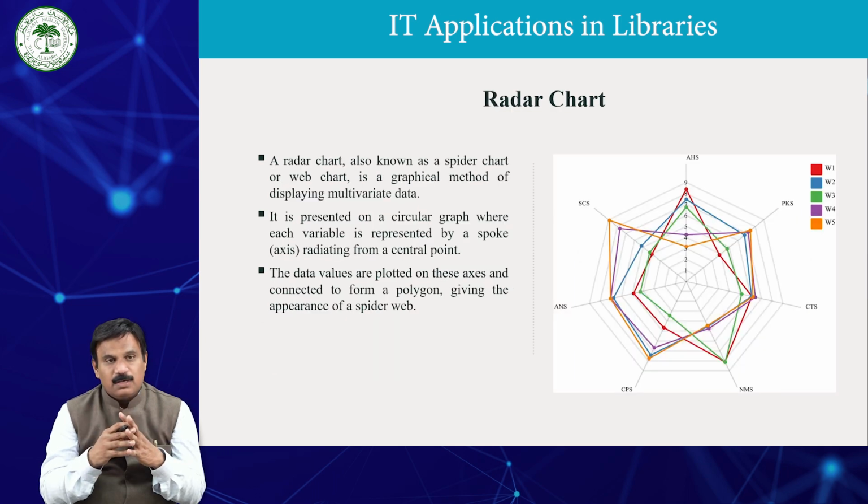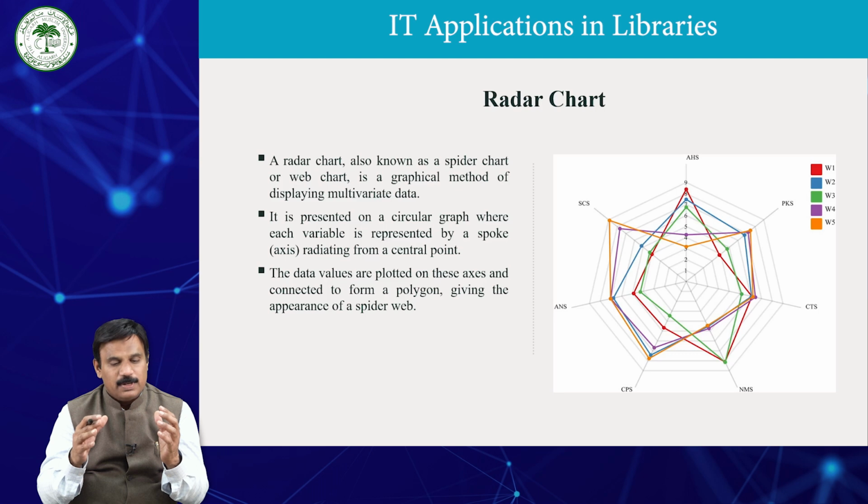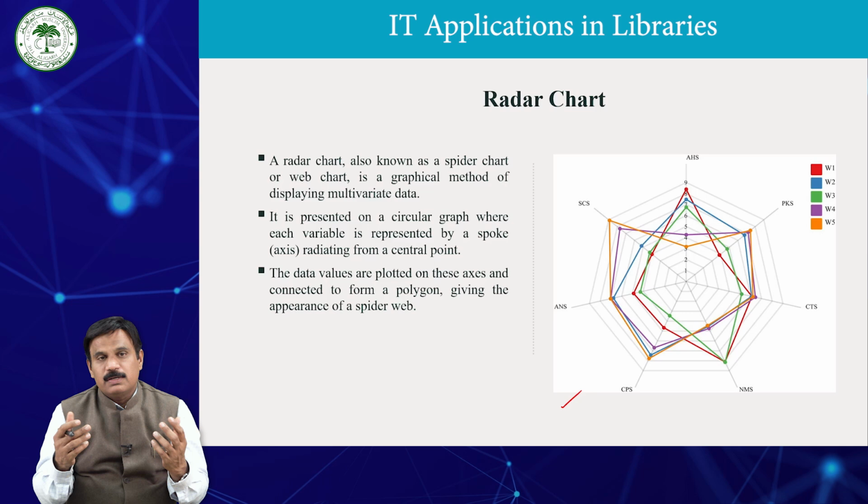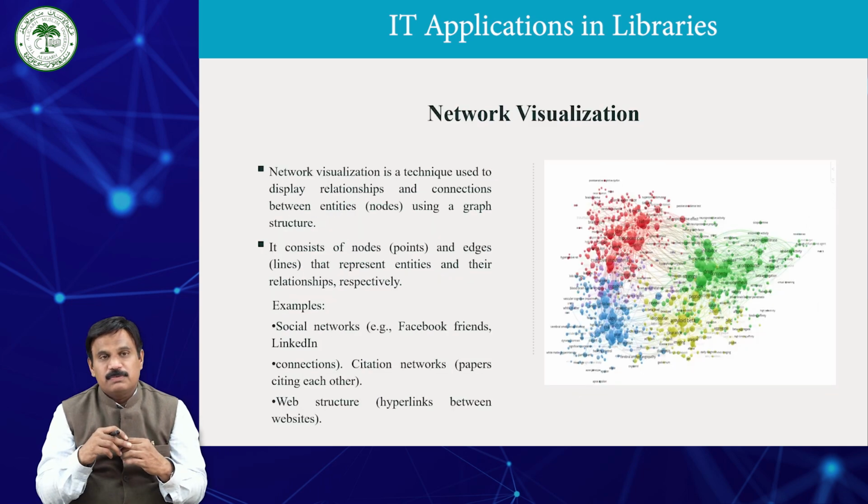Radar chart. A radar chart is also known as a spider chart or web chart. It is a graphical method of displaying multivariate data. You will find the radar chart in the picture. The data values are plotted on each axis and connected to form a polygon, giving the appearance of a spider web.